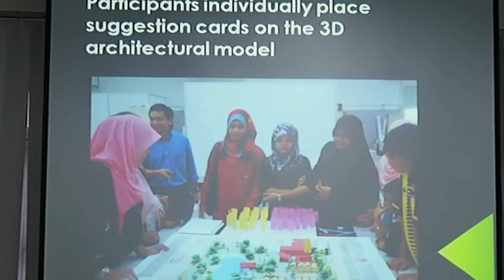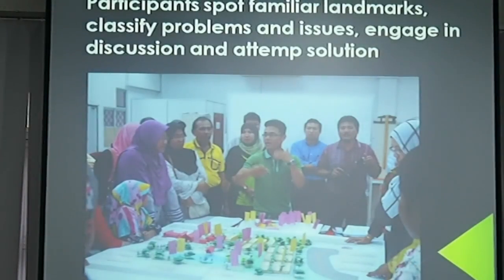Then the community participants individually place suggestion cards on the 3D arrangement. We can put some cards here. Participants support the panel and mark, and you can classify the problem, because people are very, very concerned about their environment. That is something that determines their place. They engage in discussion and attempt solutions.